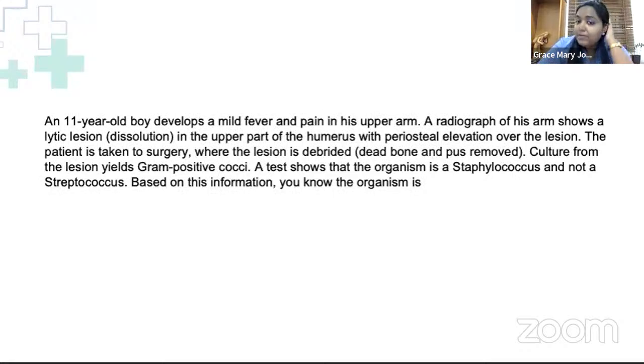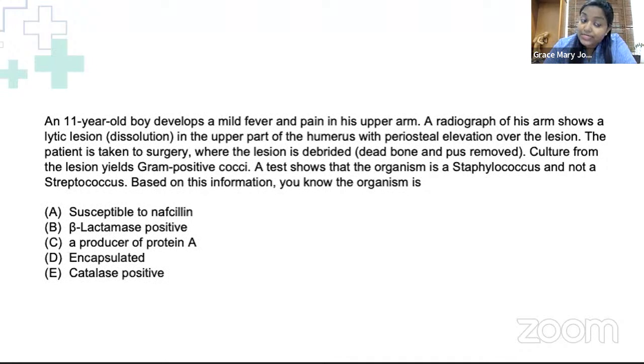Again, the three major gram-positive cocci, like I told you, are staph, strep, and enterococcus. Now, a test shows that the organism is Staphylococcus and not a streptococcus. Based on this information, is the organism susceptible to nafcillin, or is the organism a beta-lactamase producer, or is it a producer of protein A, or is it encapsulated, or is it catalase positive? You can type in your answers just so that you can cross-check your knowledge with what you know so far.